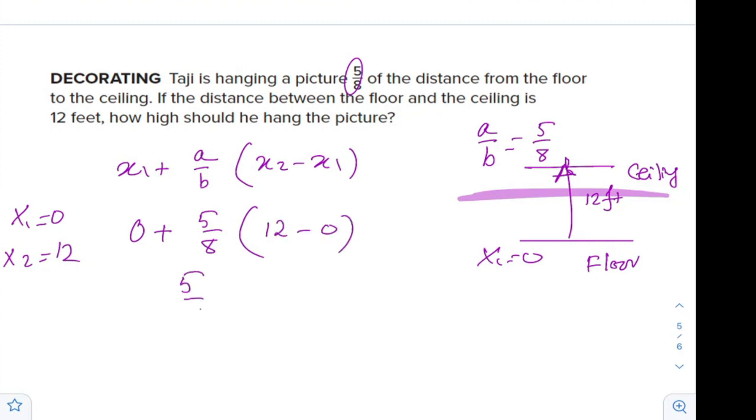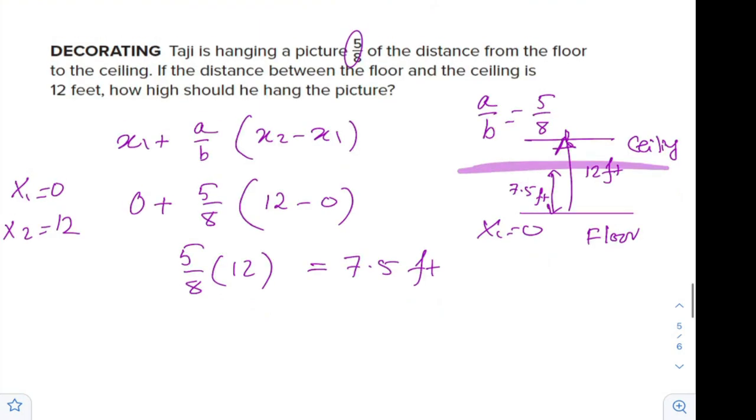So it is 5 over 8 times 12. Similarly, we can find 5 times 12 divided by 8, which is 7.5. And we are dealing with feet here. So that means we will have the picture at a height of 7.5 feet from the floor. And this is the last real life application in this lesson.